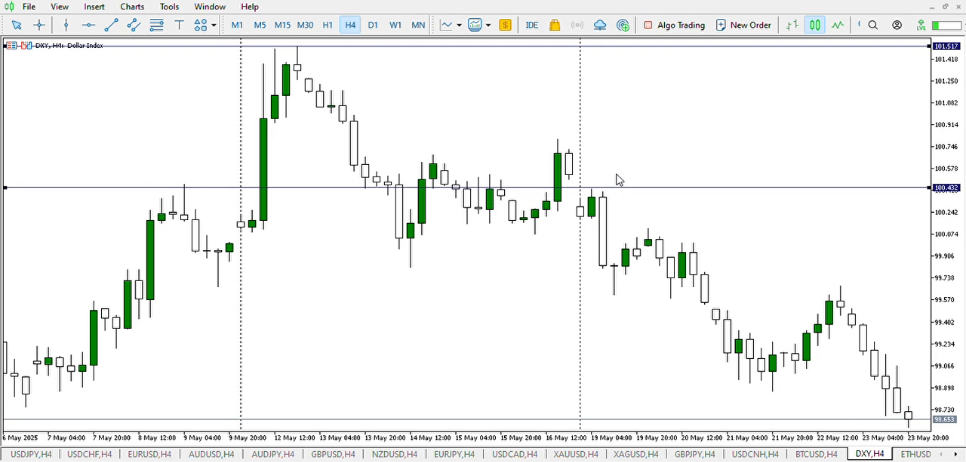These are beautiful zones where we expect the markets to react. These are the key resistance area for the month of May.